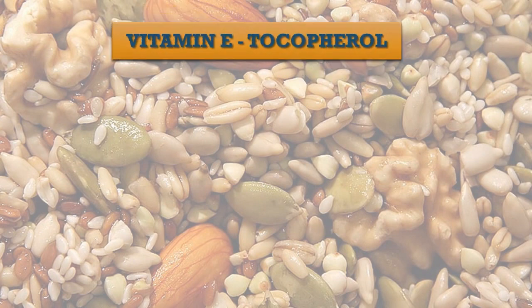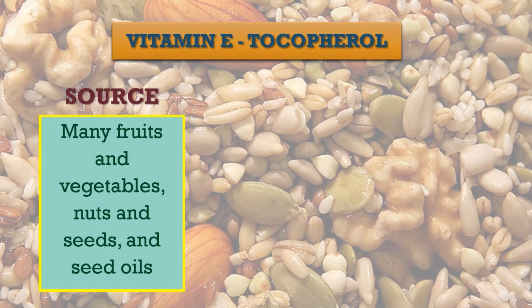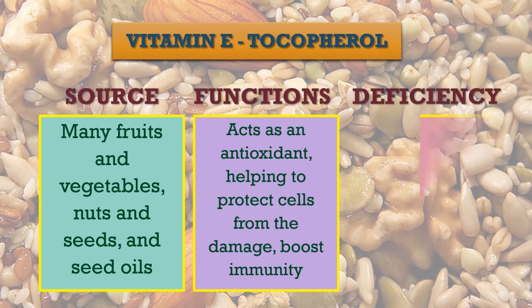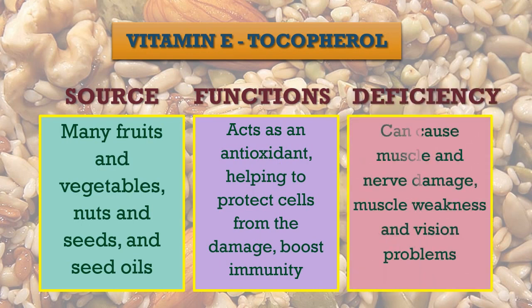Vitamin E, which is called tocopherol. The sources of vitamin E are fruits, vegetables, especially nuts and seed oils. The function of vitamin E is that it acts as an antioxidant and helps to protect cells from damage, and it is also said to boost immunity. Deficiency of vitamin E may lead to muscle and nerve damage, weakness in muscle, and it also creates vision problems.